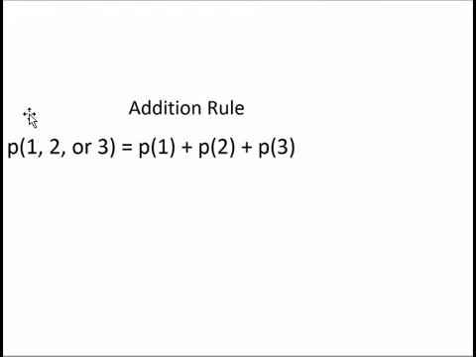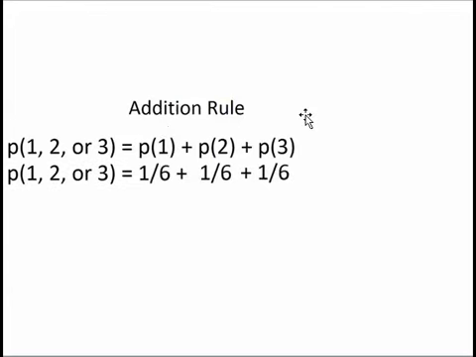So this is our addition rule. When you roll a die, the probability of 1, 2, or 3 happening is equal to the total of the probability of a 1, the probability of a 2, and the probability of a 3. We already found out earlier that each of these probabilities is 1/6, because every side has a probability of 1/6. So 1 out of 6 sides is a 1, so the probability of a 1 is 1/6. 1 out of 6 sides is a 2, so the probability of a 2 is 1/6. And 1 out of 6 sides is a 3, so the probability of a 3 is 1/6.